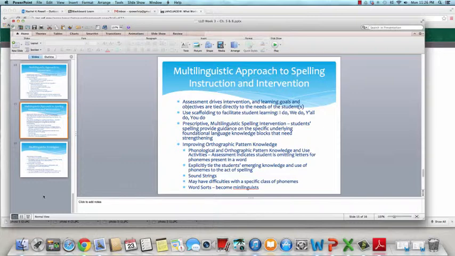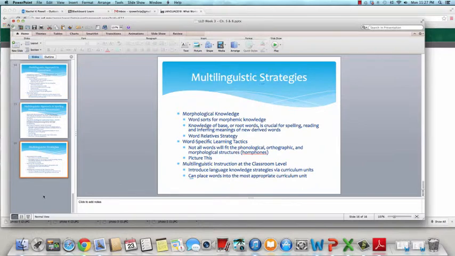So how do you use a prescriptive multilinguistic spelling intervention? Students' spelling provides guidance on the specific underlying foundational language knowledge blocks that need strengthening. Whenever I analyze spelling, I'll say, okay, you need interventions in phonics to build those phonics skills. And this book goes through a couple of examples of different activities and strategies for the specific areas of language blocks.